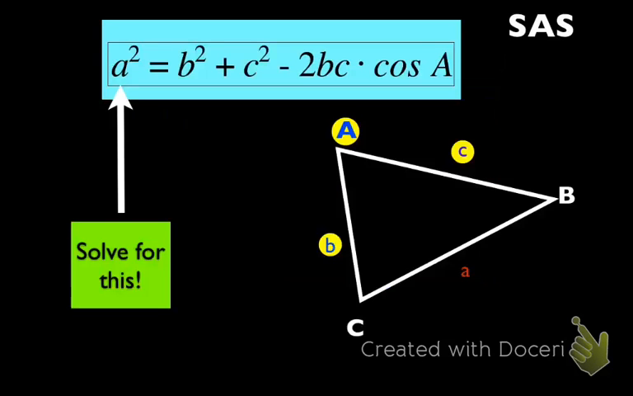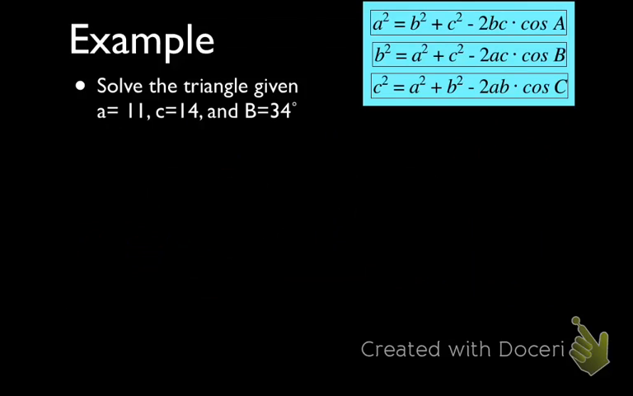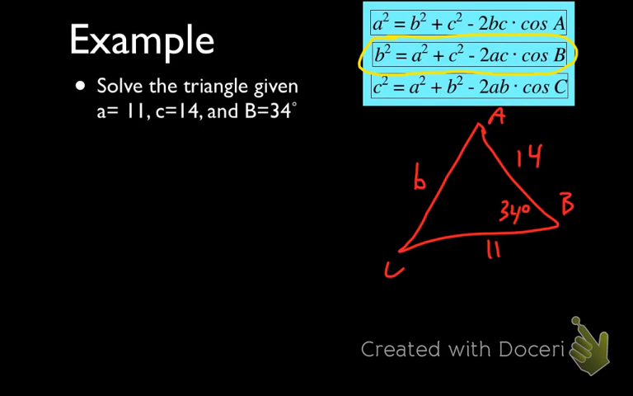Law of cosines. So we've got this situation, right? And we're going to solve for the opposite side. And not this situation. Let me bring back the picture. Okay, now we're good. So I'm going to use that second equation because I know angle B, and I'm going to plug everything in. So b squared, I don't know.